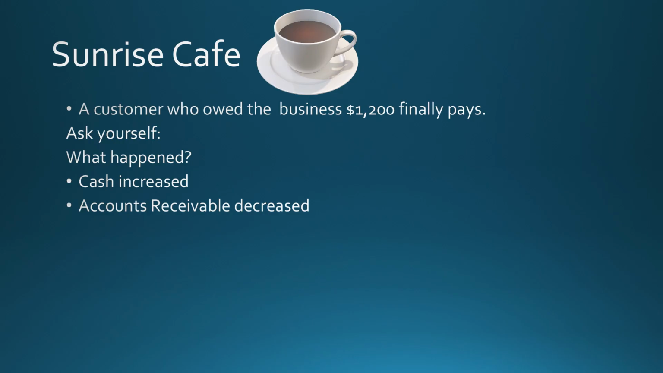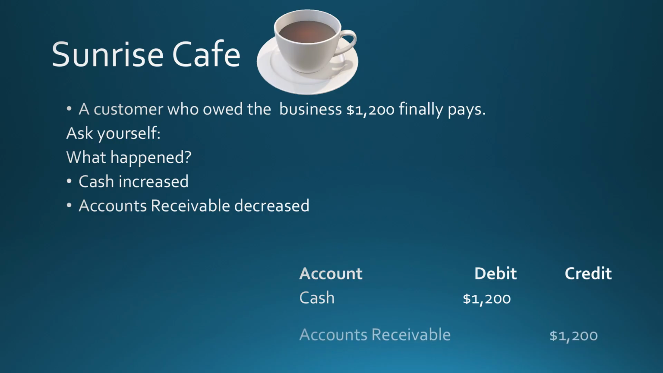Now, having determined the accounts involved and how they increase or decrease, how do we put it in the journal? Which account is to be debited or credited? If cash increases, remember cash is an asset and it increases on the debit side, so cash will be debited. Accounts receivable, which is also an asset, increases on the debit side, but in this transaction, accounts receivable decreases, so it will go to the credit side.